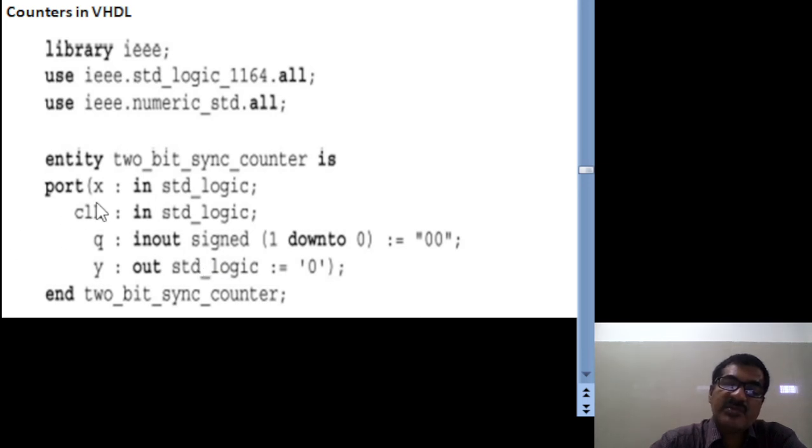Okay, so different inputs are X, clock, outputs Q, Y, but Q is in inout mode. It is better to declare in the inout mode. Okay, this is the entity declaration.